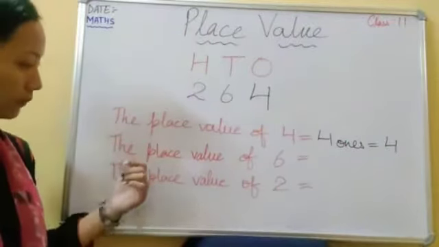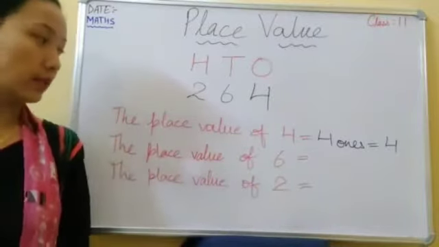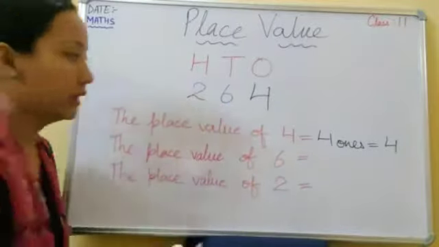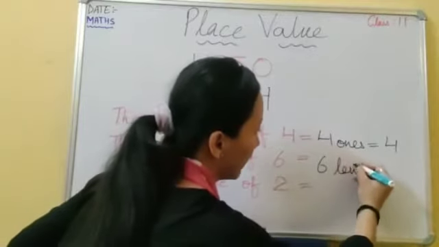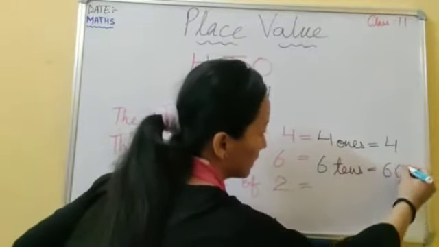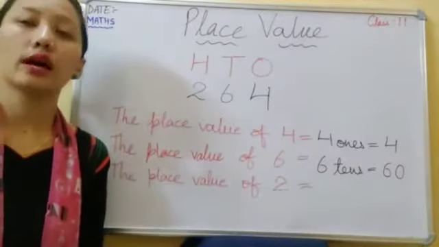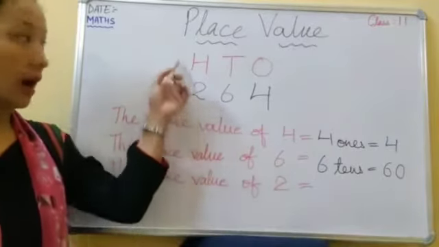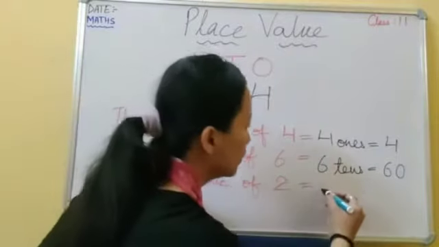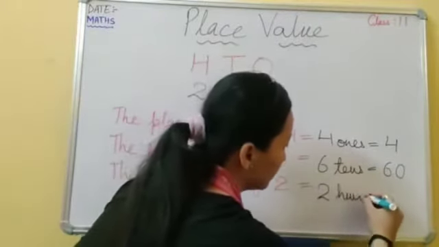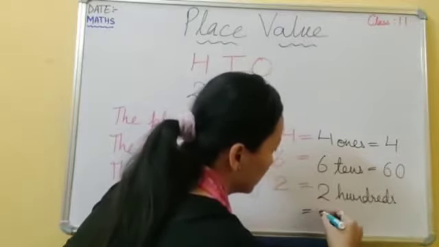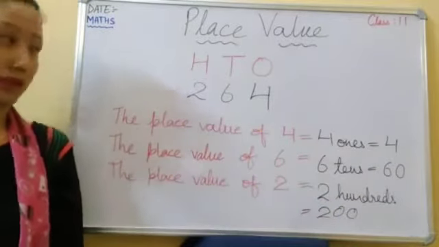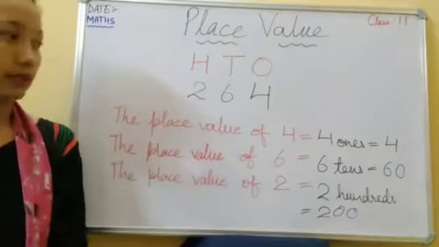Okay. Next, the place value of 6. Tell me the place value of 6. 6 is under tens place. Right. So write 6 tens is equal to 60. Alright. Next, the place value of 2. 2 is under hundreds place. Right. So write 2 hundreds or is equal to 200. Okay students. So this is your place value of 264.